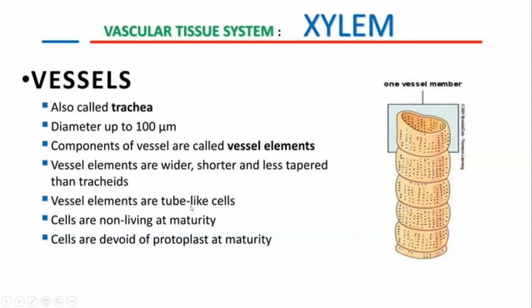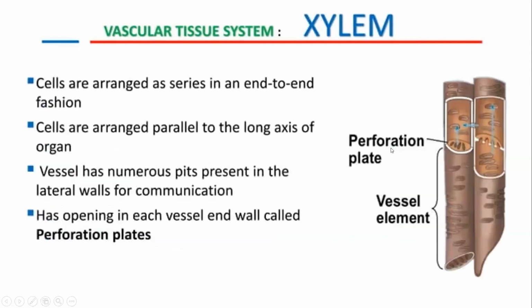Vessel elements are tube-like cells, and these cells are also non-living at maturity. The cells are devoid of protoplast at maturity. The cells are arranged in a series in end-to-end fashion, parallel to the long axis of the organ. Vessels have numerous pits in the lateral walls for communication. Through this, the exchange and transport of material takes place.